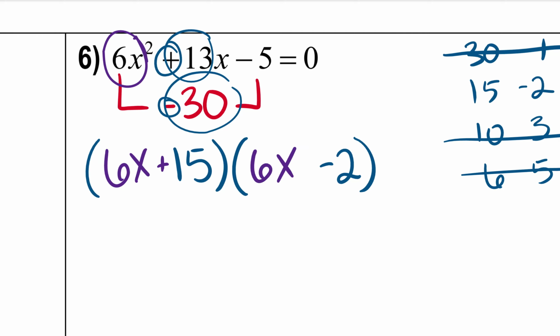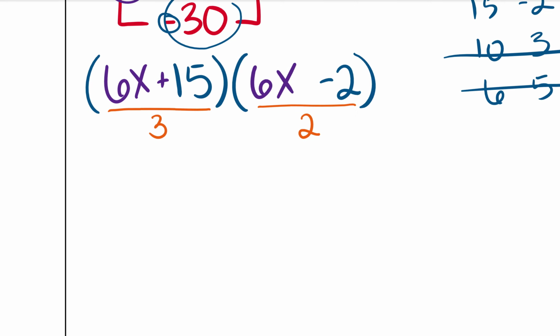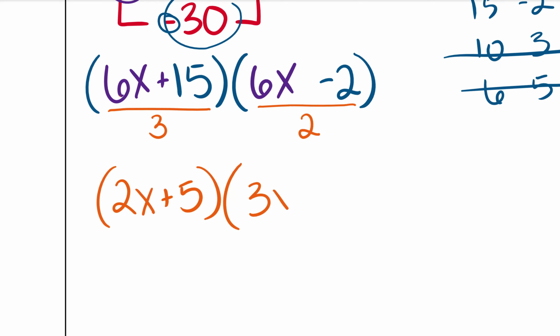Okay? Now I want to make sure I reduce these. I can divide 6 and 15 by 3. I can divide 6 and -2 by 2. So I want to reduce these if I can. So 6 divided by 3 is 2x. 15 divided by 3 is 5. And then 6 divided by 2 is 3x. -2 divided by 2 is -1.